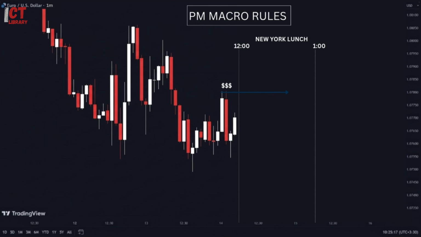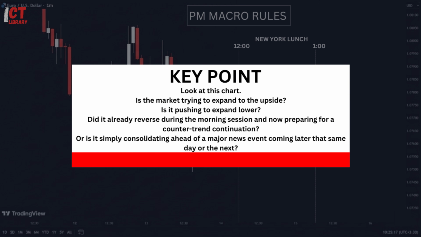Before you even think about entering a trade in the afternoon, you must first determine what the daily range is attempting to accomplish. Is the market trying to expand to the upside? Is it pushing to expand lower? Did it already reverse during the morning session and is now preparing for a counter-trend continuation? Or is it simply consolidating ahead of a major news event coming later that same day or the next?